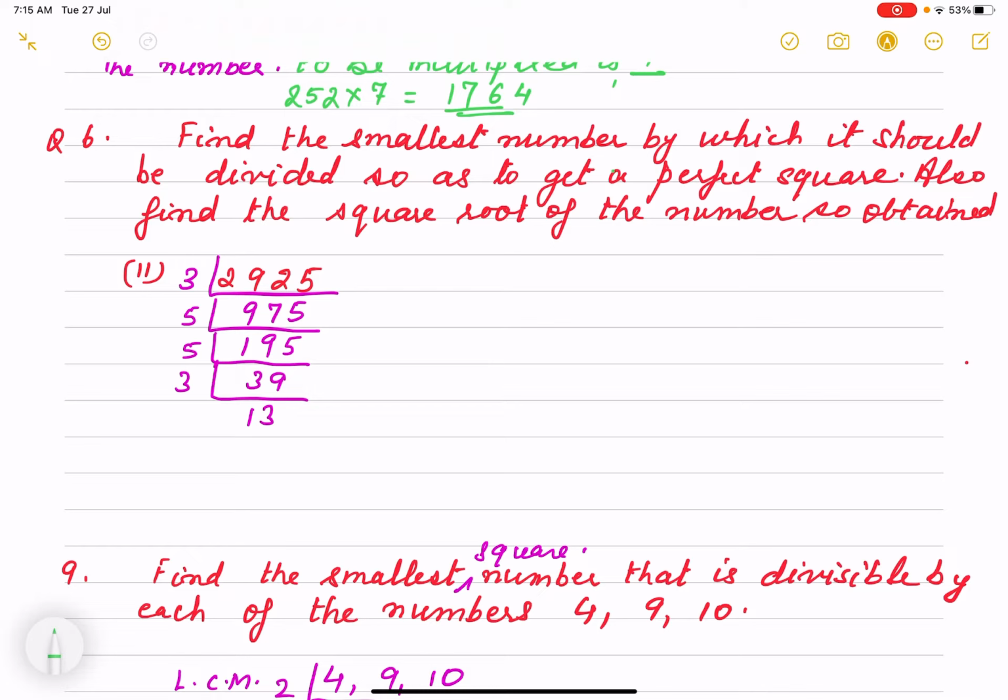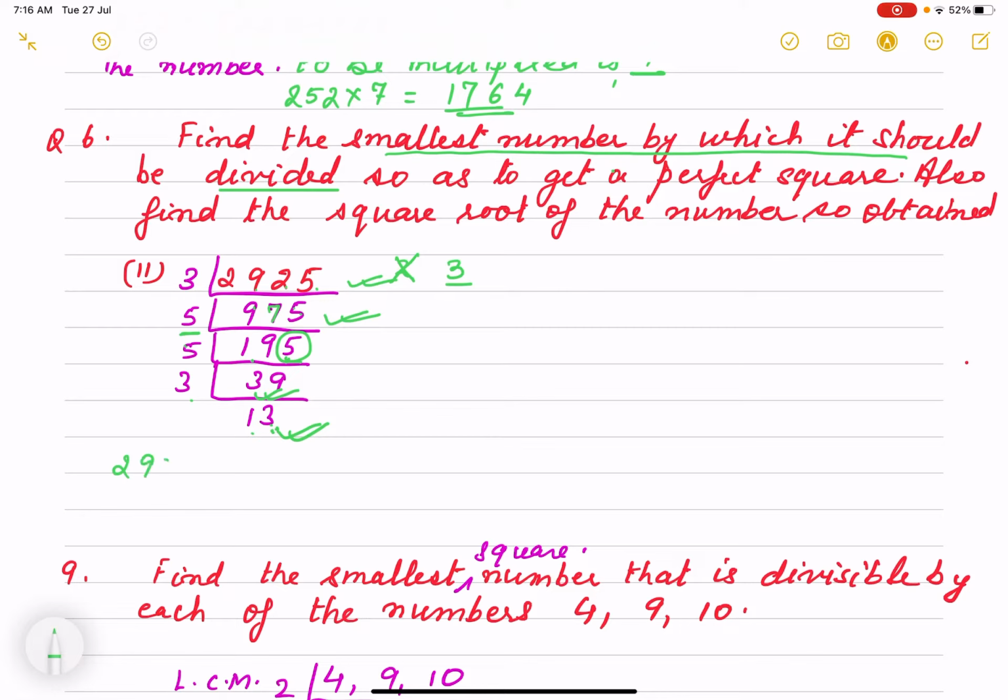The next is just the same, but with the smallest number by which it should be divided to get a perfect square. The second number I have taken is 2925. It is not divisible by 2. I check by 3. 3 9s are 27, 2 2, 3 7s are 21, and then 1. 5 3s are 15. Again it is divisible by 5. I write 195. It is again divisible by 5, so I am getting 39. And 3 1s are 3 and 13 3s are 39. So I am writing here that it is a prime number.